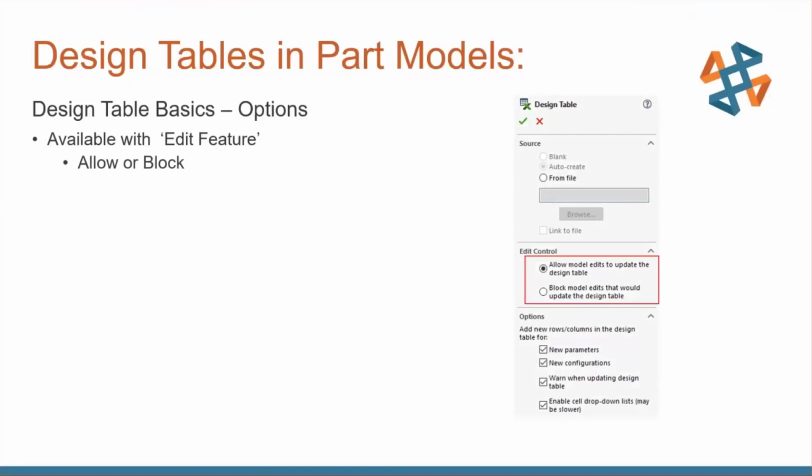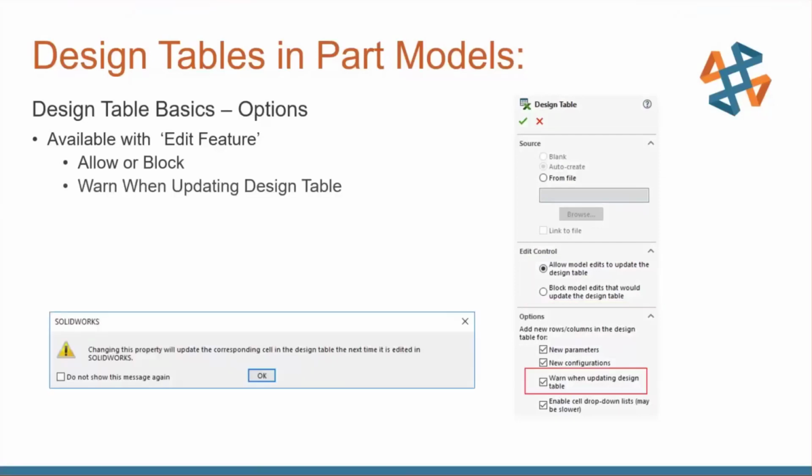So I created my table with the allow model edits to update the design table. So any dimension I change, I'll get the message and it populates that appropriate cell in the design table. I do say if you're going to use this kind of bidirectional behavior, that warning, while it may be a little bit annoying, it is important so you don't accidentally change a dimension without understanding the possible repercussions of updating that design table parameter. So there you can see warn when updating the design table.